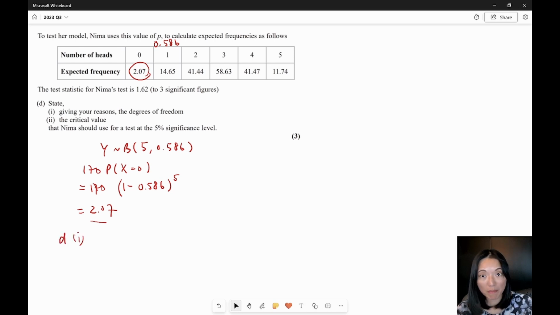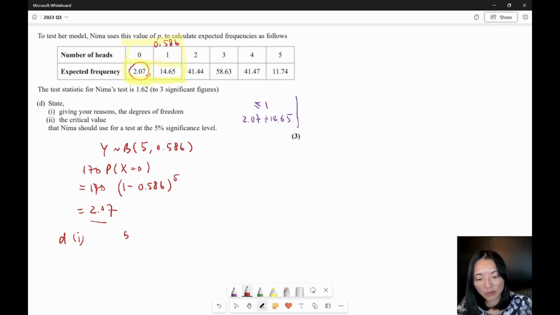There are a couple of things that we need to remember when we want to work out the degrees of freedom. The first of all is the size of the expected frequency. If the expected frequency, like in this case, is less than 5, we need to combine that bin or that column to the nearest column. So basically we are combining the number of heads and calling that less than or equal to 1 head. And then we are combining these two frequencies to make it 2.07 plus 14.65. Therefore, there will be 5 columns to start with.